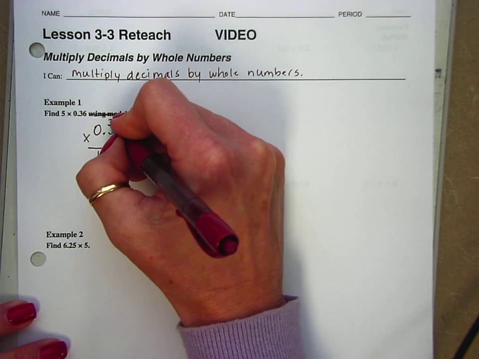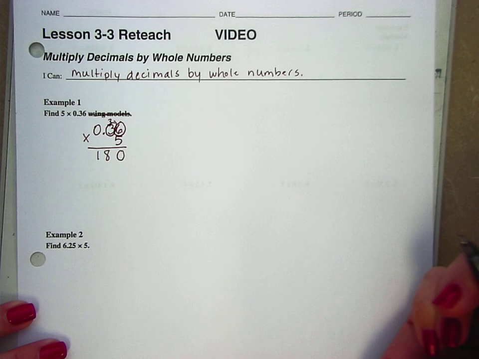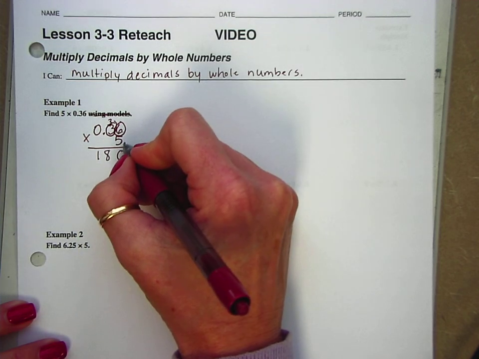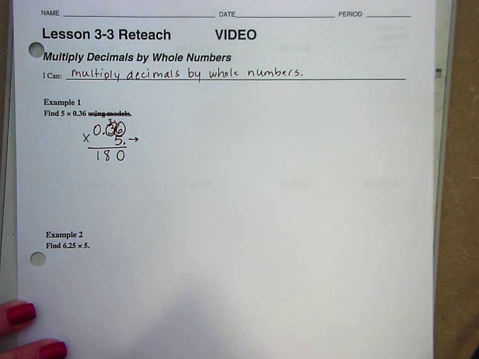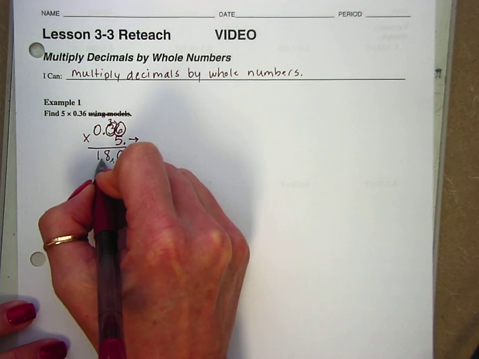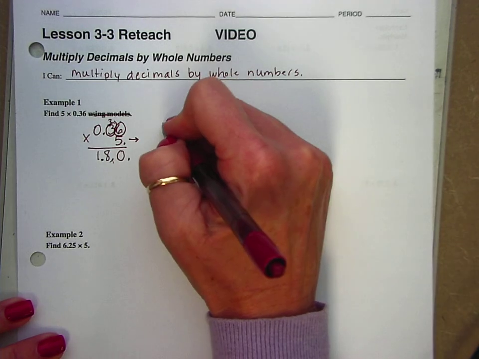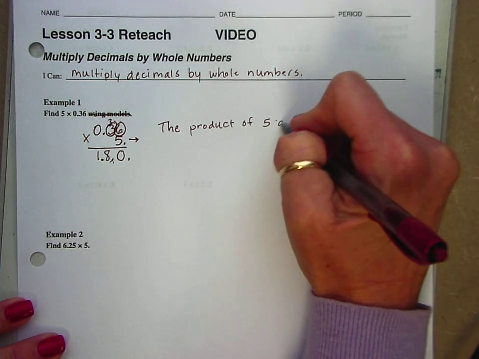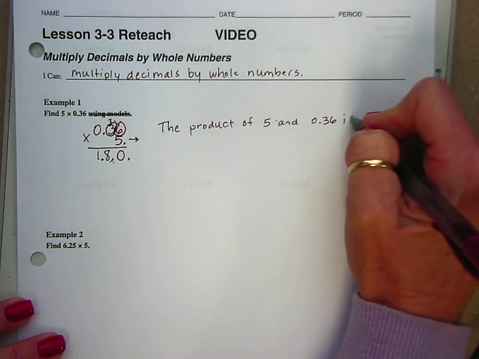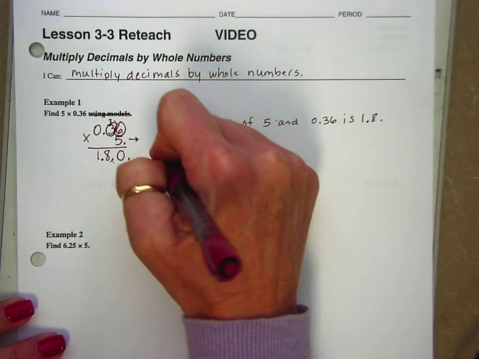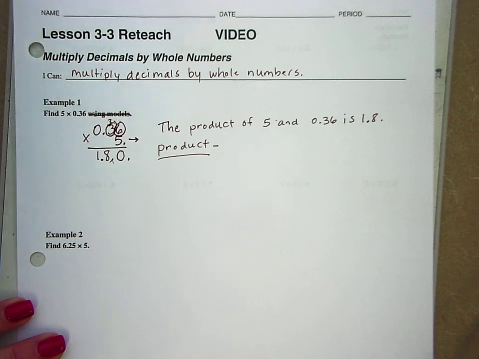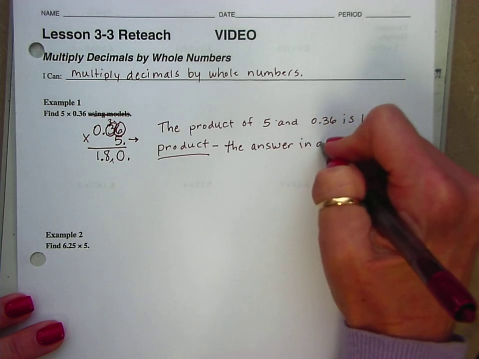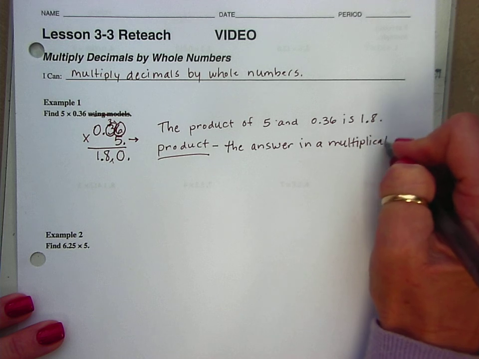So I'm going to count the number of digits that are to the right of the decimal in the problem. In this particular situation, there's only 2 digits to the right of the decimal. Understand that that 5 is a whole number, so the decimal's right here. There's nothing to the right of that decimal. So starting here, I'm going to scoop 1, 2 places. So the product, we'll talk about that in a second. The product of 5 and 0.36 is 1.8. Remember that product is the answer in a multiplication problem.